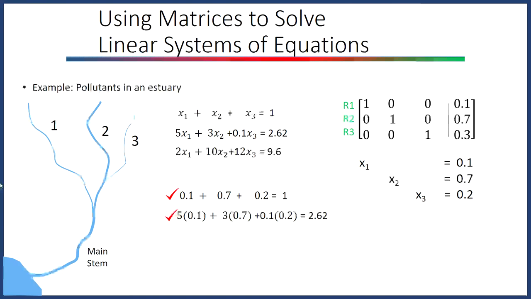So our solution, and does 2 times 0.1 plus 10 times 0.7 plus 12 times 0.2 equal 9.6? Yep. So our solution works. We now know that 70% of the water is coming from tributary 2, so if our goal is to clean up the estuary, we really want to focus on cleaning up the area around tributary 2.